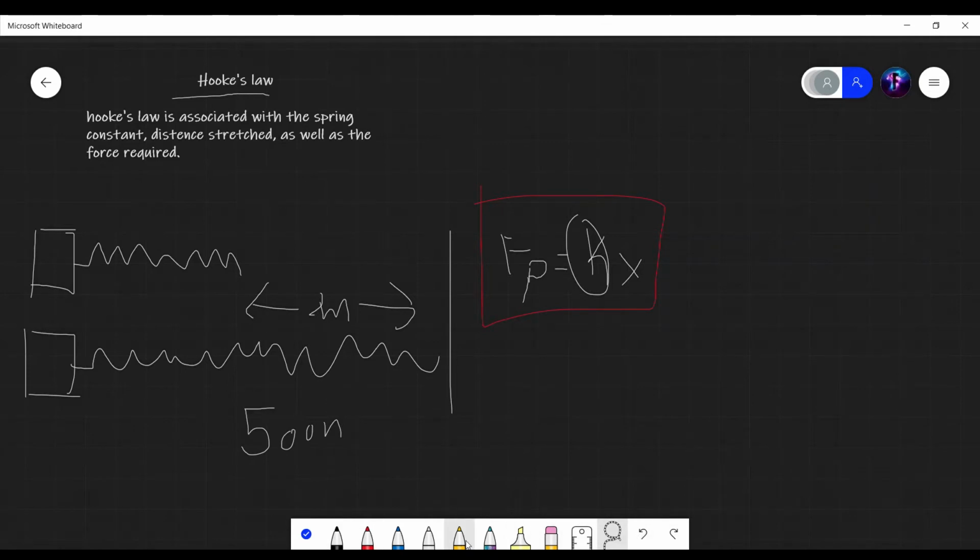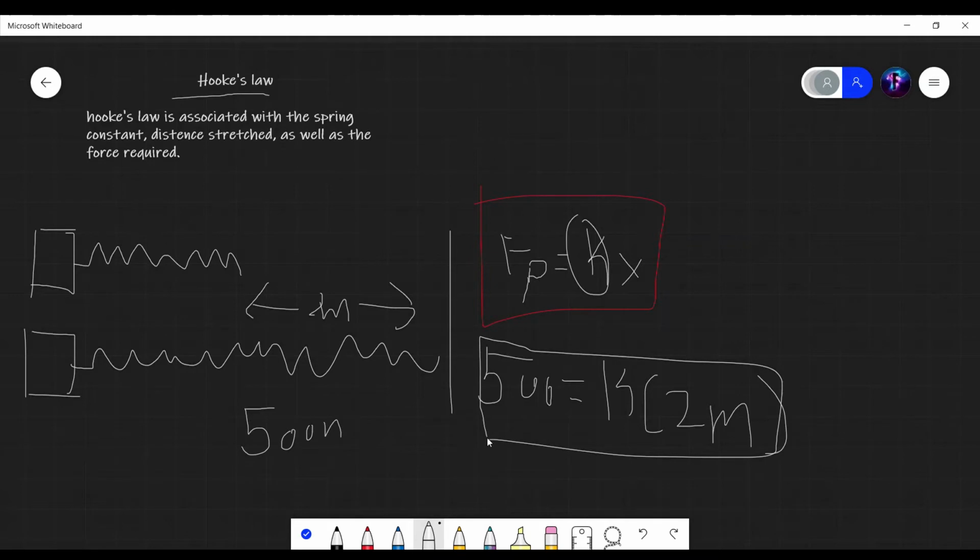So we can plug in everything we know. Fp is 500, and it equals K, which we're finding, times 2 meters. Then you would divide 500 by 2 meters, and K would equal 250 newtons per meter.